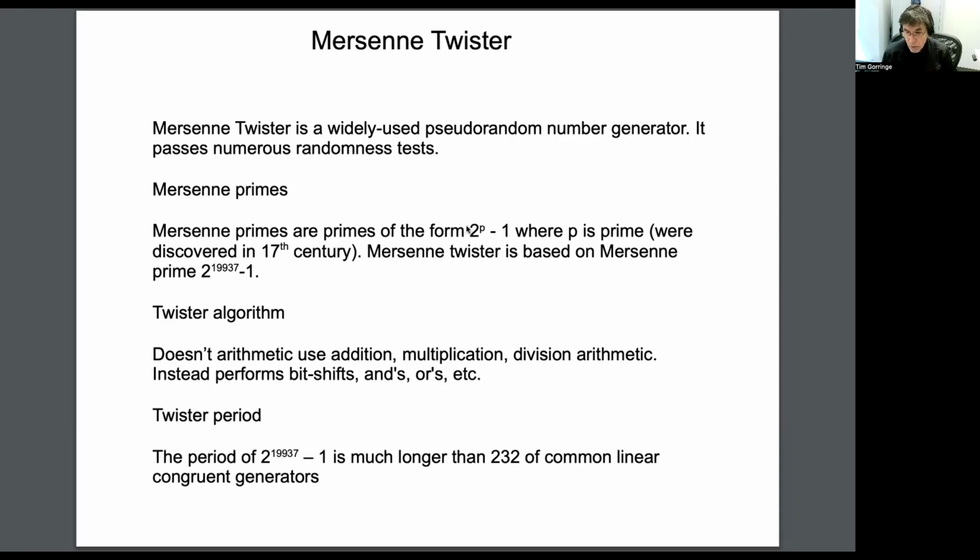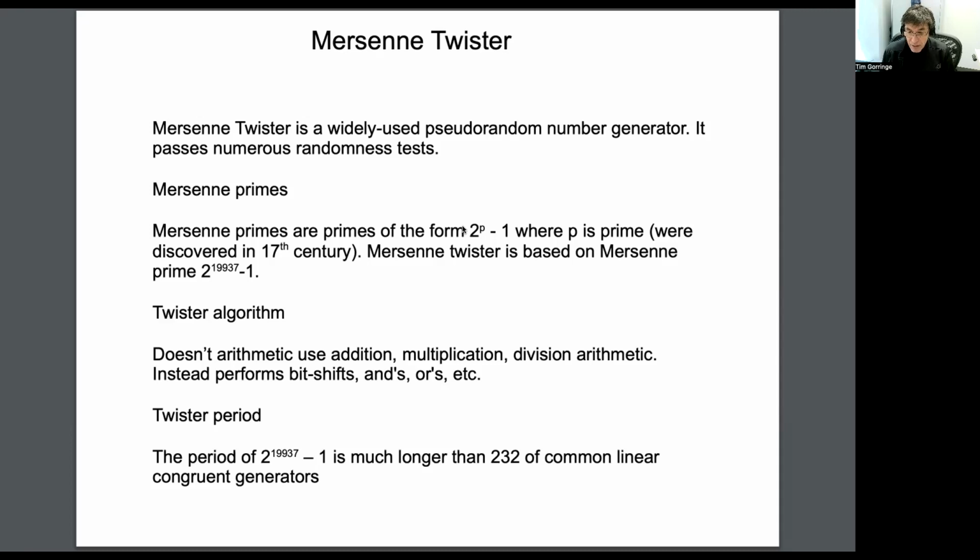And the Mersenne twister is just based on a particular Mersenne prime. Now, as I say, the twister's algorithm is different from our random number generator's algorithm. So ours was based on arithmetic, addition, multiplication, division. The Mersenne twister, the twister bit, is really shifting the bits around, doing ands of bit patterns, doing ors of bit patterns, and so on and so forth. So that's how it's quite different.